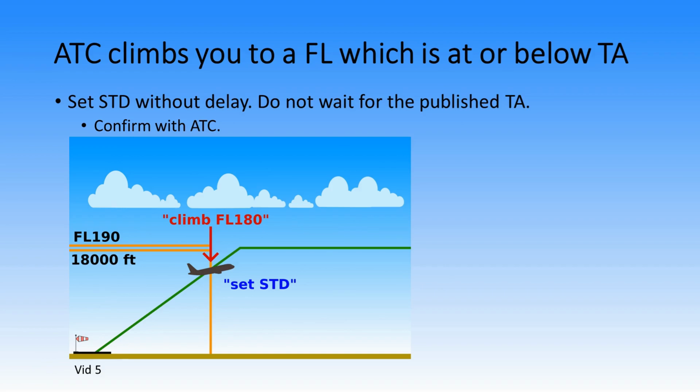Climb flight level 180. So this is somewhat non-standard, and this will happen when there are aircraft nearby which have a very big difference in the transition altitude and transition level. So in that case, here there is no transition anymore. So what you have to do then is set standard without a delay and do not wait for the published transition altitude, and again confirm with ATC. So I will show this in the next video.